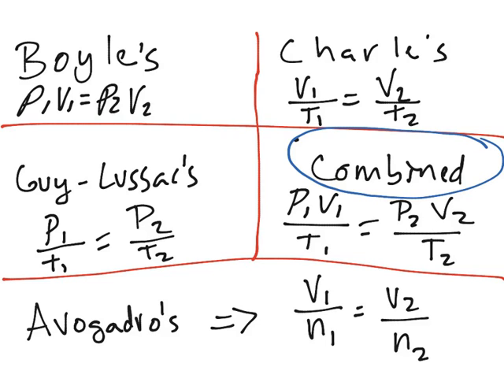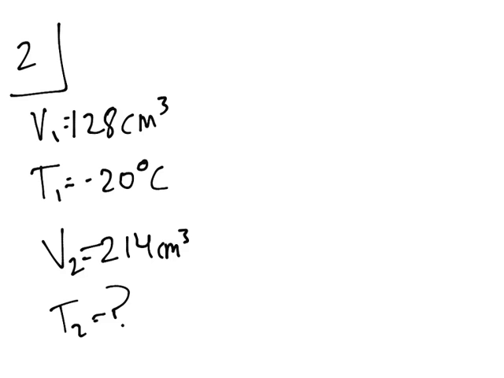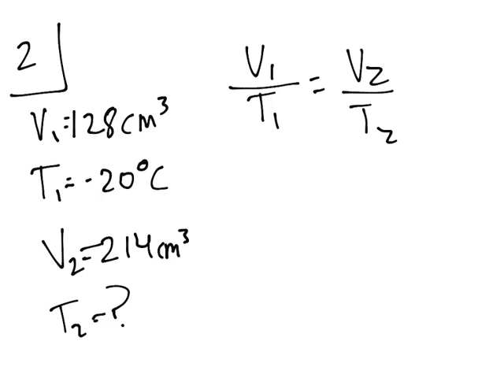It has V1 over T1 is equal to V2 over T2. So let's write that here. V1 over T1 is equal to V2 over T2. Let me fix that too, it doesn't look like a 2 at all. Okay. Now, the first thing you'll want to do is to check your units.